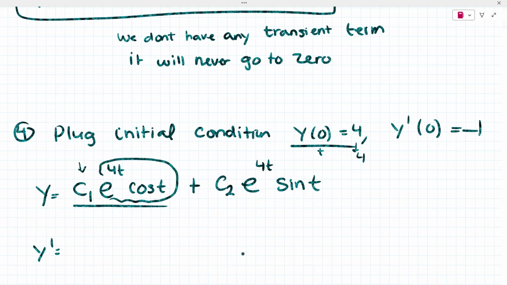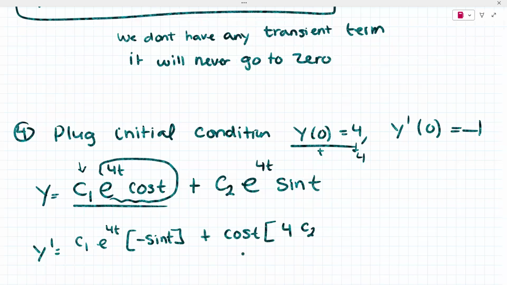And then once you apply the product rule to e to the 4t times cosine t, just bring down the C1. So it's going to be C1 e to the 4t times the derivative of cosine t, which is negative sine t, plus cosine of t, and then take the derivative of e to the 4t, which is 4, bring down the C2, e to the 4t.